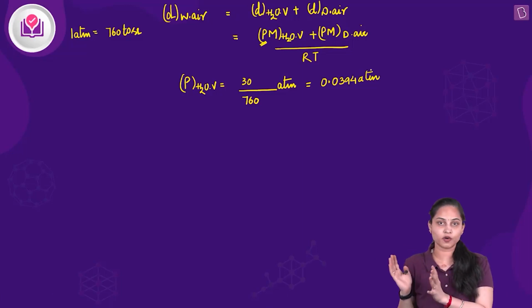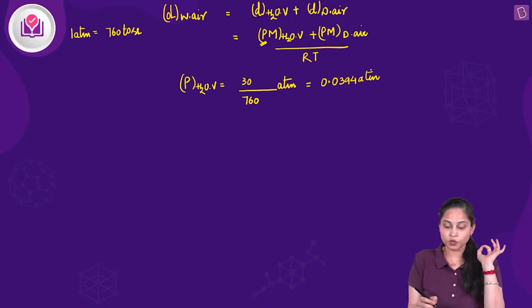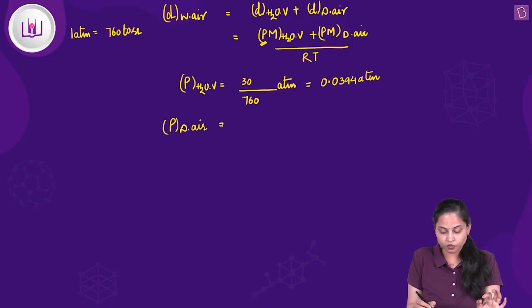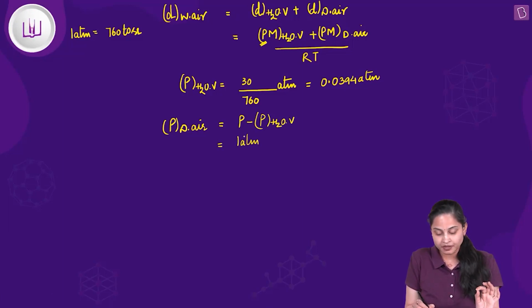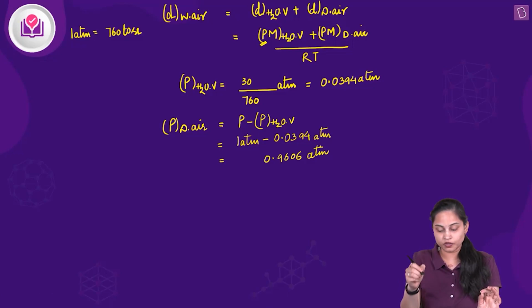Now if I want to calculate the pressure for dry air, the pressure of dry air is equal to the total pressure minus the vapor pressure of water. So the total pressure given to us is 1 atm minus the vapor pressure of water, which is 0.0394. When you solve this subtraction, you get 0.9606 atm.